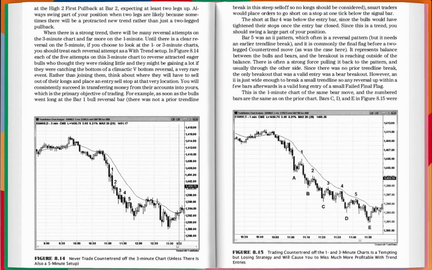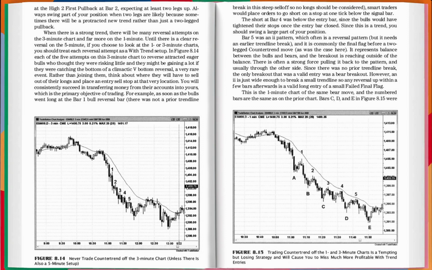Bar 5 was an outside 2 pattern, which often is a reversal pattern, but it needs an earlier trendline break, and it is commonly the final flag before a 2-legged countertrend move, as was the case here. It represents balance between the bulls and bears, and the breakout is reaching outside of the balance. There is often a strong force pulling it back to the pattern, and usually through the other side. Since there was no prior trendline break, the only breakout that was a valid entry was a bear breakout. However, an outside 2 is just wide enough to break a small trendline, so any reversal up within a few bars afterwards is a valid long entry of a small failed final flag.